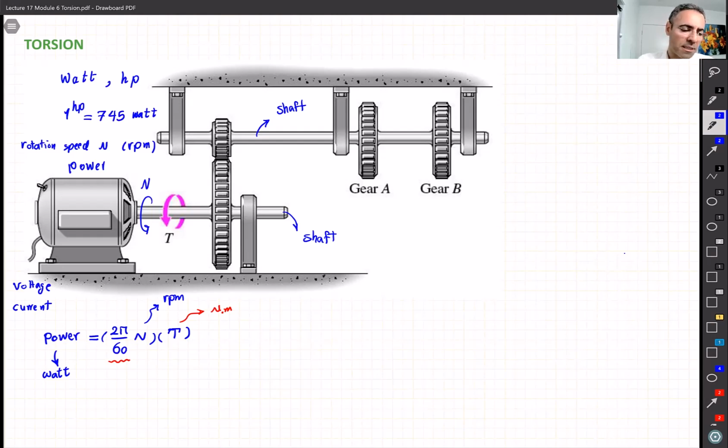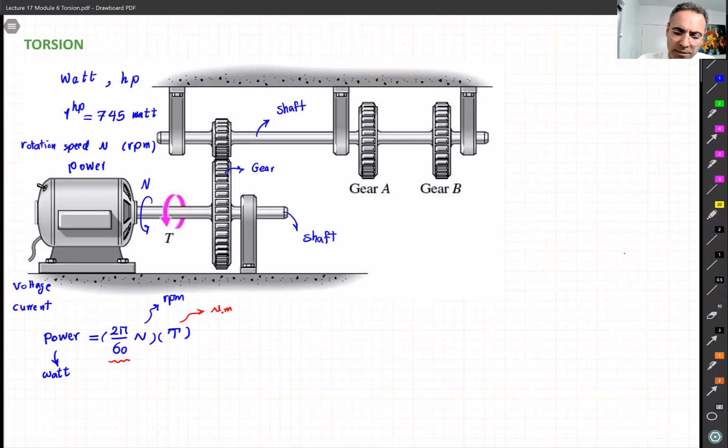Usually we use gears like this one, or maybe we use a belt, which in the future course, when you learn mechanical design, you're gonna become familiar with designing these components. But now focusing only on the shaft, these shafts come in different forms. They can be a solid shaft.